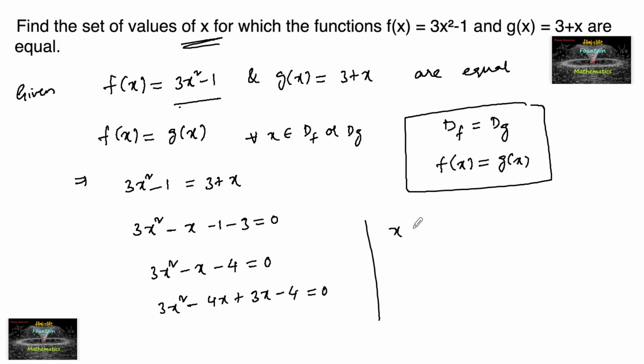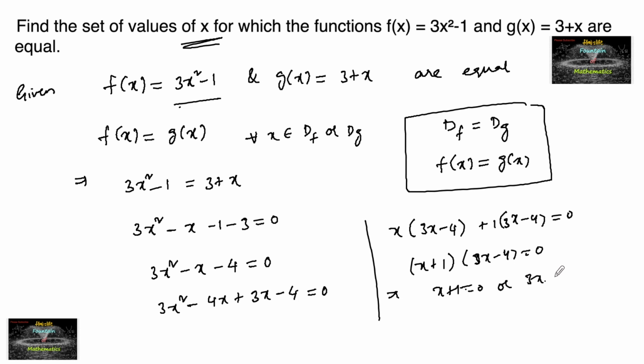We can take out x common, x times 3x minus 4, and again plus 1 times 3x minus 4, which is equal to 0, or else we can write x plus 1 into 3x minus 4 equals 0, that is either x plus 1 equals 0 or 3x minus 4 equals 0. So let me write clearly, either x is equal to minus 1 or x is equal to 4 by 3. It means for these two values, minus 1 and 4 by 3, the given functions are equal. Okay, right, thank you.